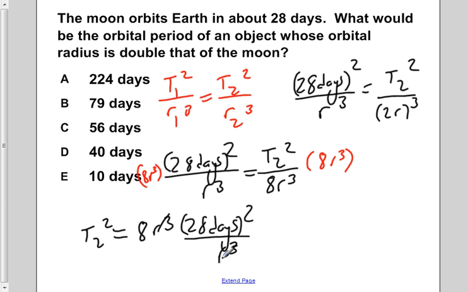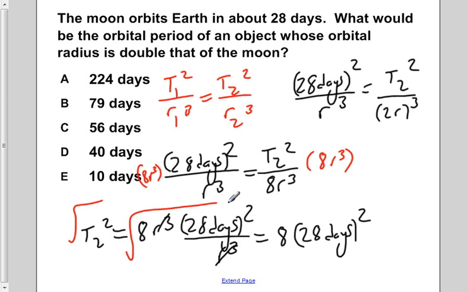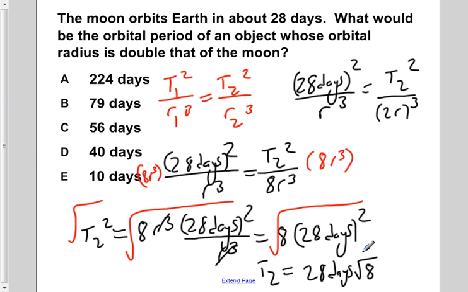R cubes will cancel out, give you a value of 1. You'll be left with T2 squared is equal to 8 times 28 days squared. Now if we take the square root of both sides, this will give us T2 is equal to 28 days times the square root of 8.